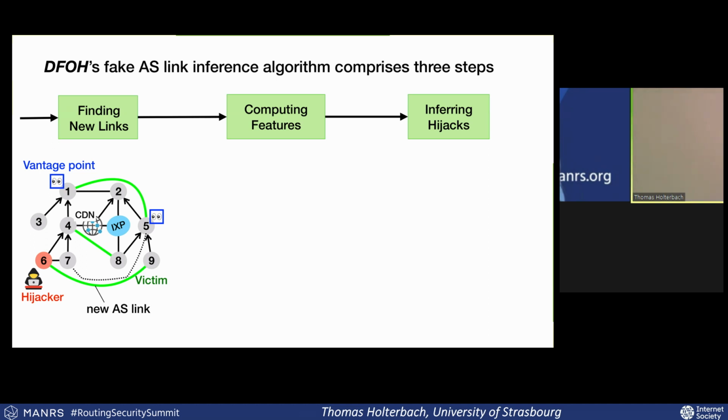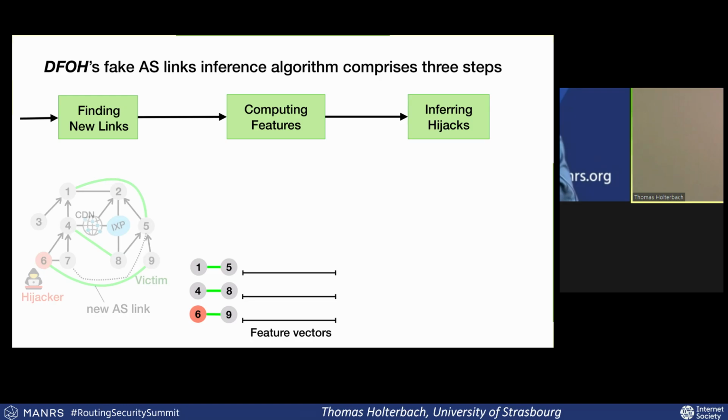The first step is just to find new links. This is pretty straightforward. We have vantage points, like the RIS and RouteViews vantage points. So we can see BGP routes, we can build the AS topology, and then we can detect new links. For instance, in this example, we have three new links, two are legitimate, one is suspicious.